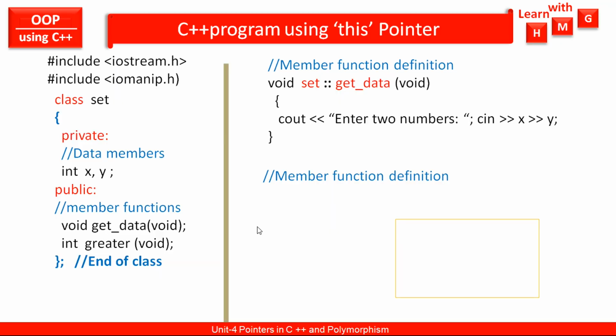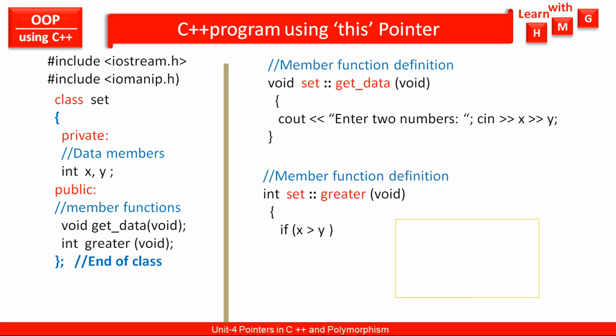The second member function definition I am going to write here is of the greater function. Here set is the class name, then the scope resolution operator. Greater is a member of the set class. It does not accept any arguments, that's why it is void, and it returns an integer type of value, so the return type is integer. First of all, I will write the body of the greater function using normal data member names, that is x and y.